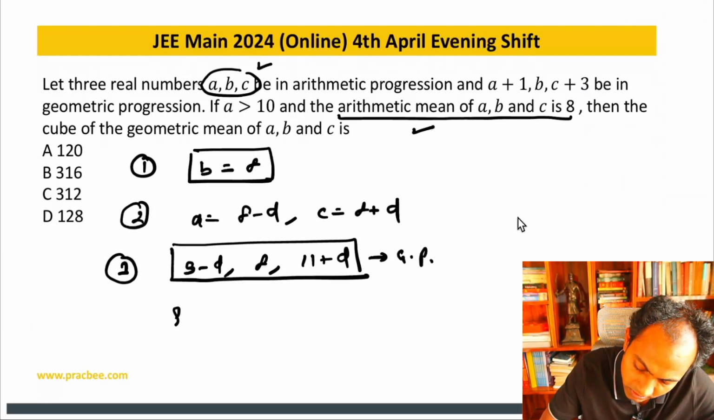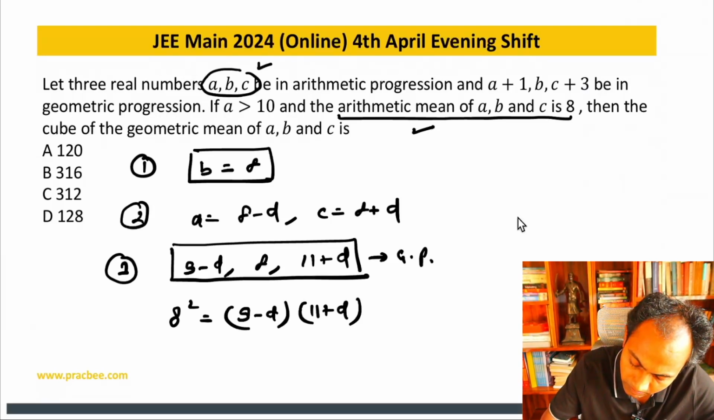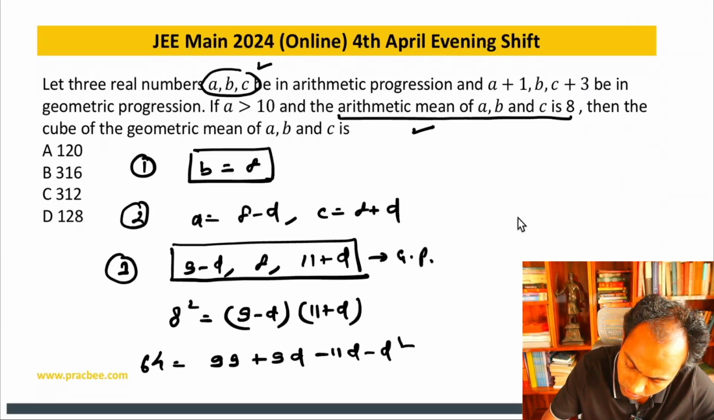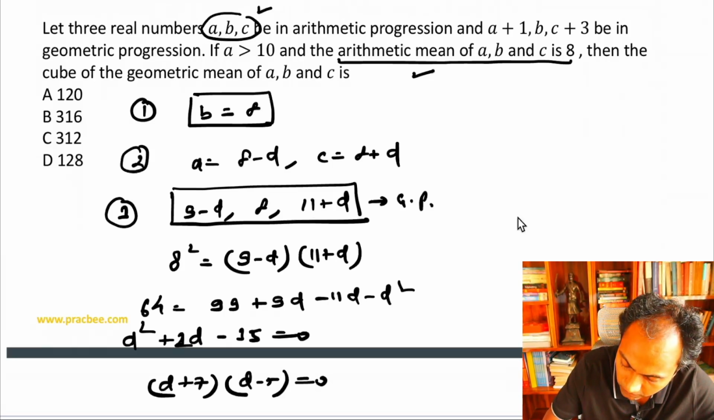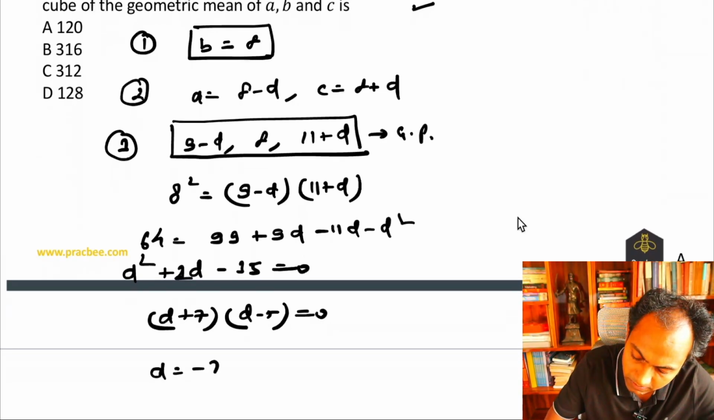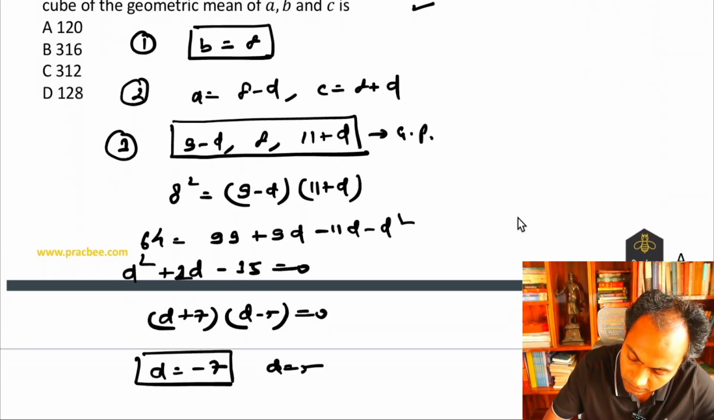That would mean b square is equal to AC. So 8 square should be equal to 9 minus d times 11 plus d. So this becomes 64, and this becomes 99 plus 9d minus 11d minus d square. If I simplify this, the quadratic equation in d becomes d square plus 2d minus 35 equal to 0. This factorizes into d plus 7 and d minus 5 equal to 0. So there are two probable values of d: one of them is minus 7 and the other is 5.